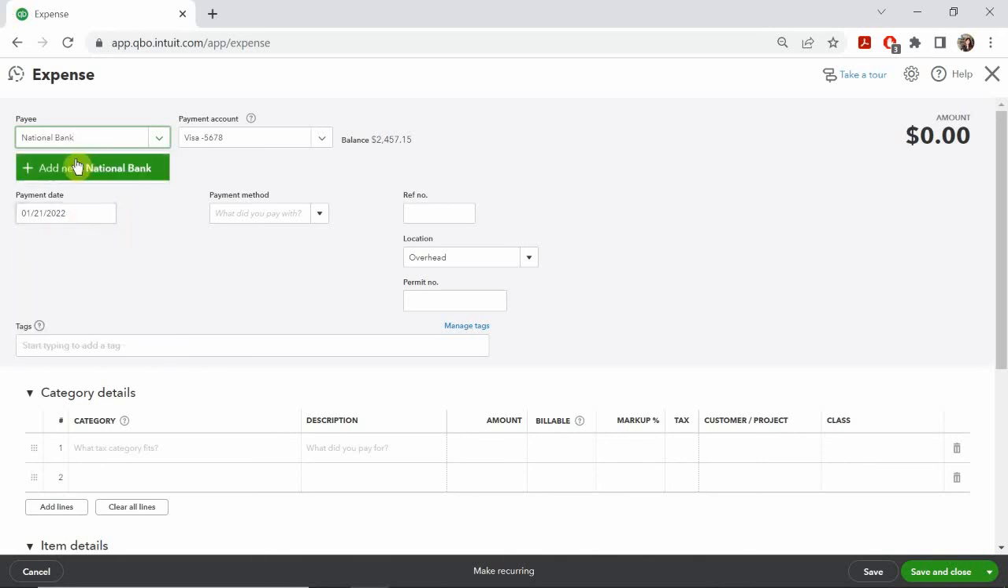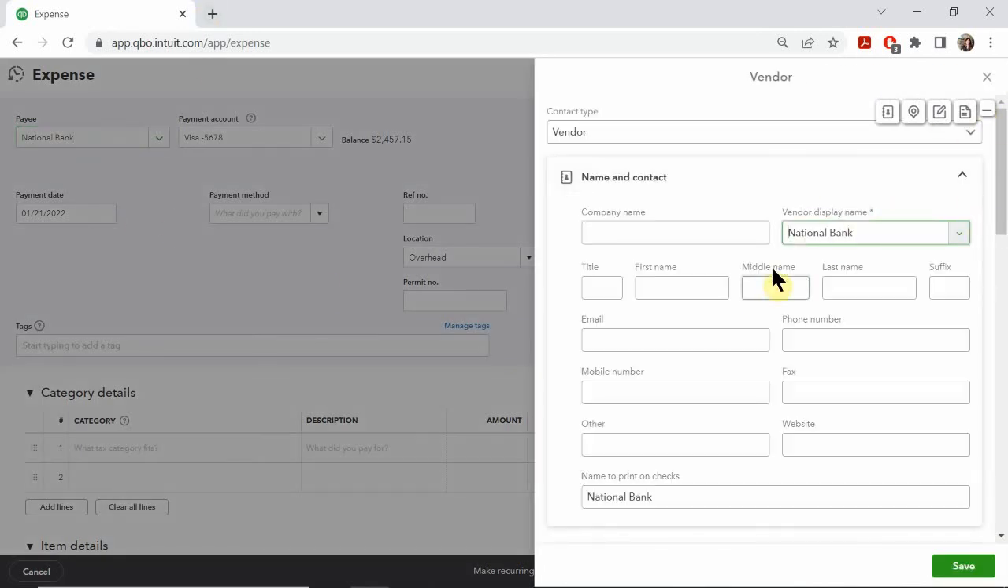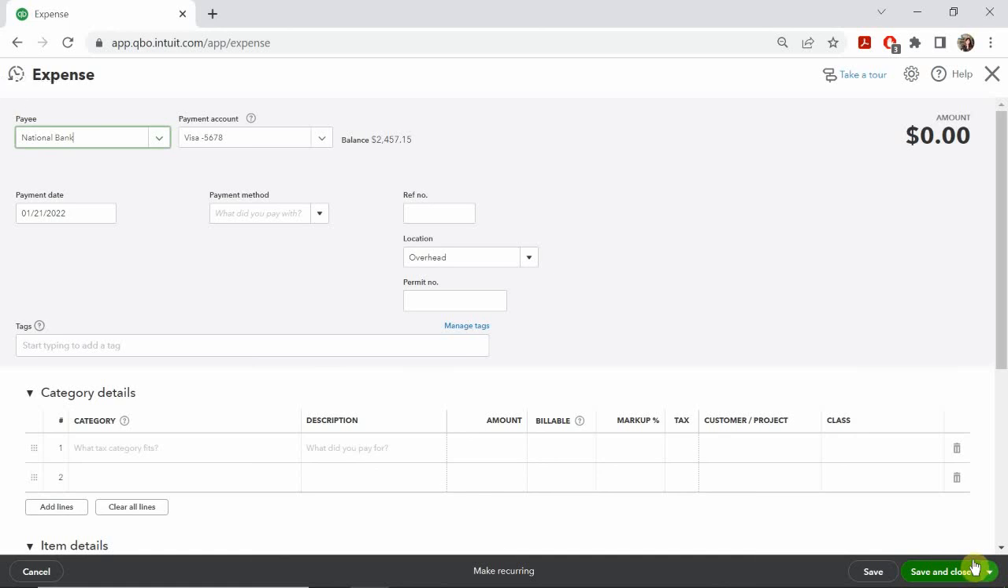Okay, so here you go. I'm going to add National Bank. I'm going to go ahead and record the rest of the information later on. So there you go. What am I making a payment for?